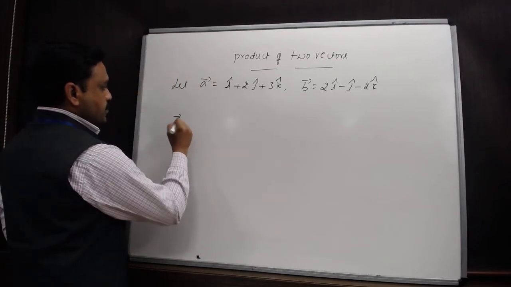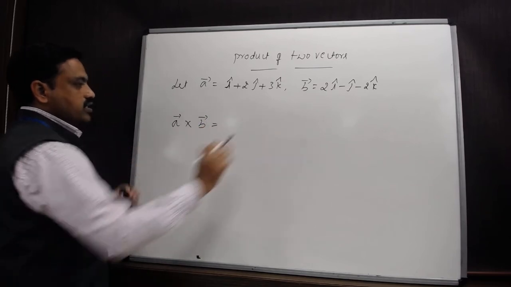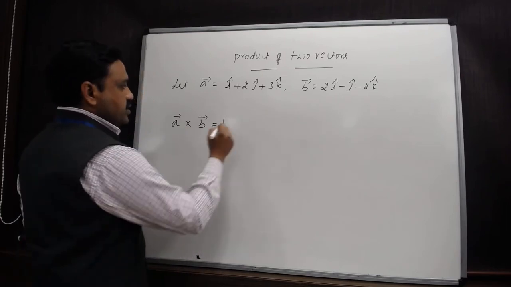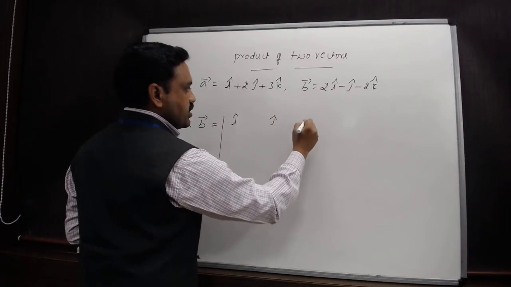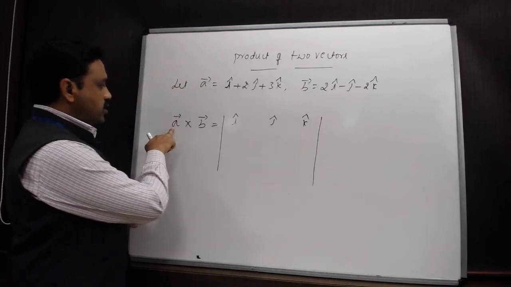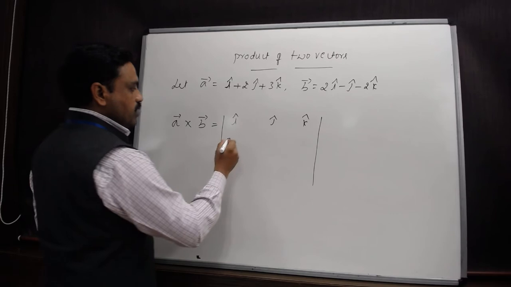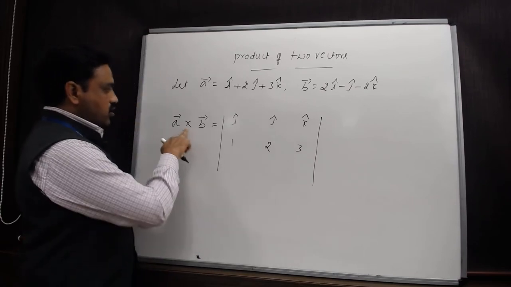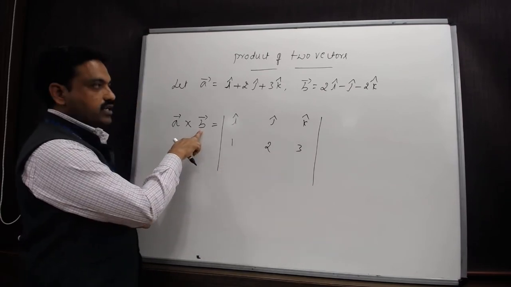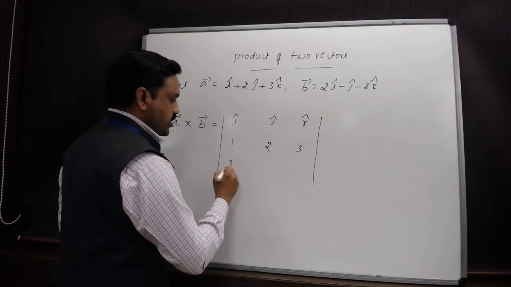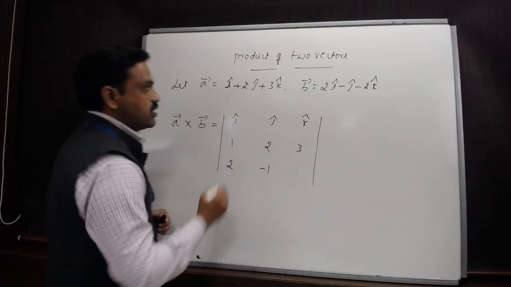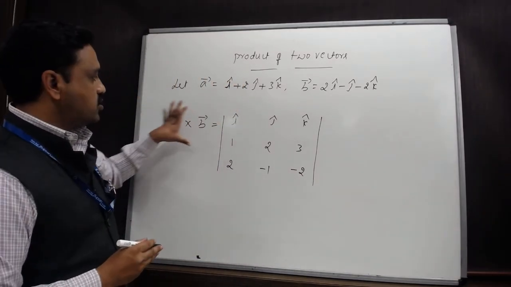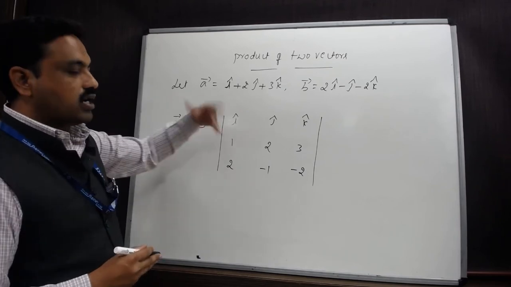Consider A cross B. This one we can't solve in the usual method. We will go for the determinant rule. So in the determinant, write in the first row i, j, k, and in the second row the components of the first vector, that is the i cap coefficient is 1, then 2, then the coefficient of k is 3. A cross B, in the third row the components of the second vector, that is the coefficient of i is 2, the coefficient of j is minus 1, the coefficient of k is minus 2.